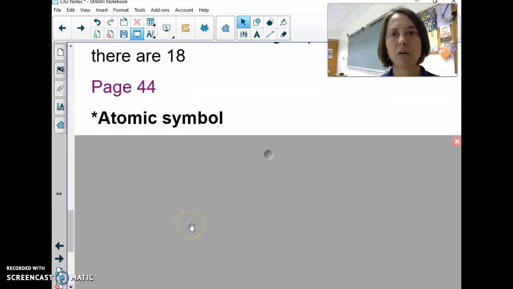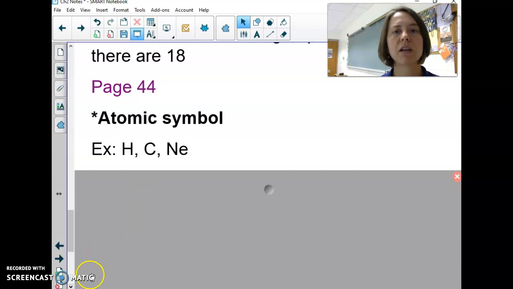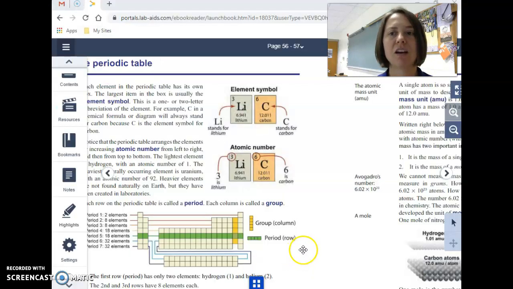So let's talk about some things that are on the periodic table. The atomic symbol is one, and that one's pretty self-explanatory. It is the symbol for each atom, like hydrogen is H, carbon is C, neon is Ne. So each element gets its own box, and we can see how it's organized. You have your atomic symbol here, and then we have this little number up in the corner, the atomic number. We'll talk about that. And then down here, this decimal is the average atomic mass. And then you have your full name.